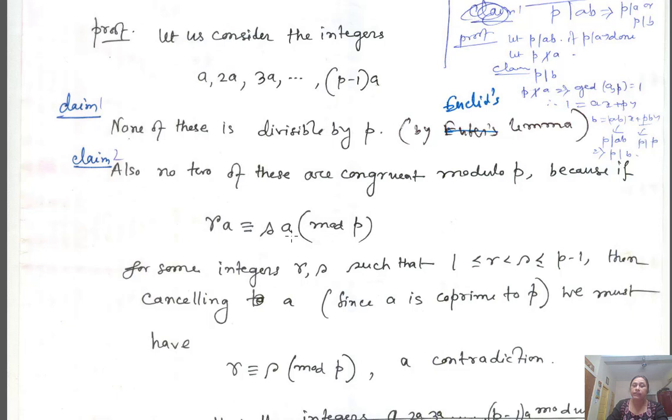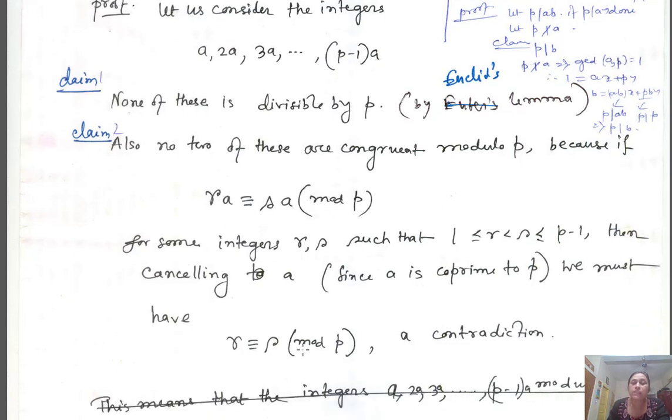So you can say that A is co-prime to P. Then I can utilize the corollary, and I can cancel out this A from both sides. So RA congruent to SA modulo P implies R is congruent to S modulo P. This is essentially a contradiction because R and S are within this range, both less than P minus 1 and R is less than S. So this gives a contradiction.